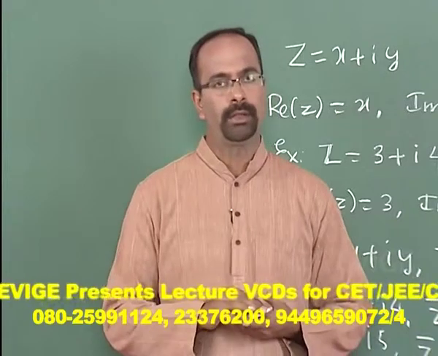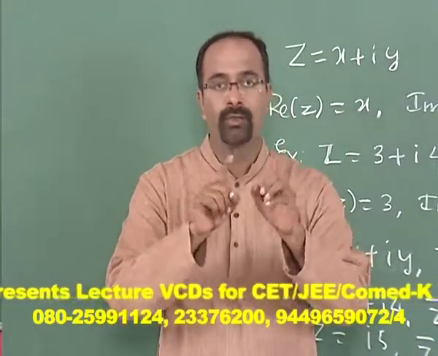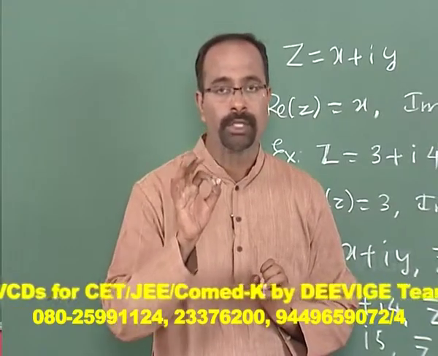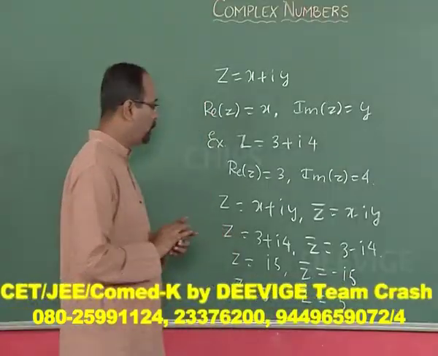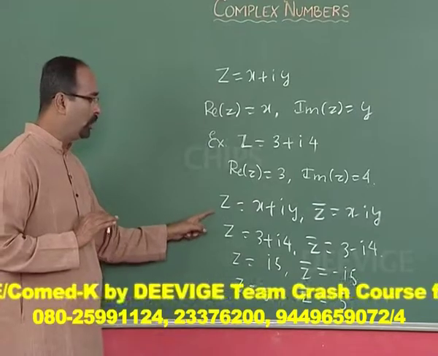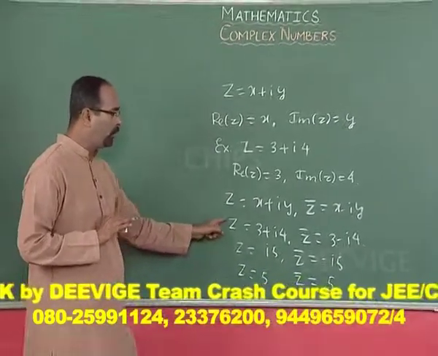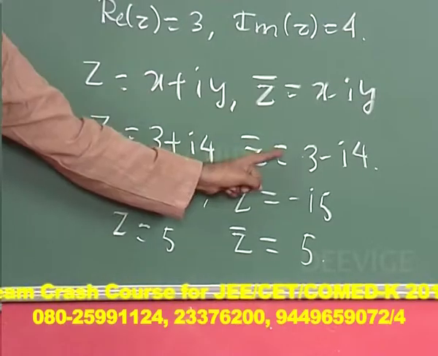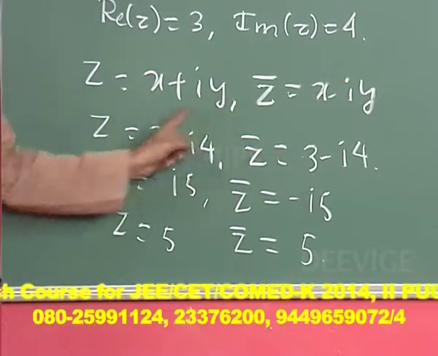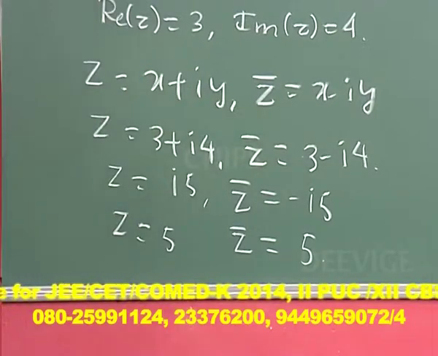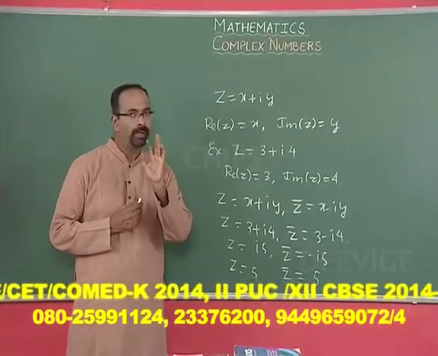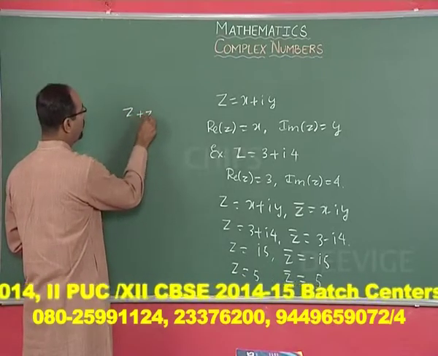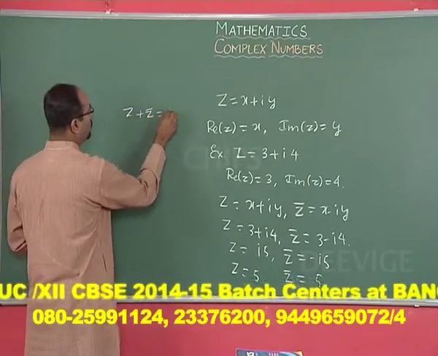Very importantly, let me summarize whatever I have listed just now. Look at this. Z is equal to 3 plus i4, Z bar is equal to 3 minus i4. If I add these two, what happens? We will get Z plus Z bar as 3 plus 3, that is equal to 6. It is purely real. So very importantly, Z plus Z bar is 2x, which is purely real.